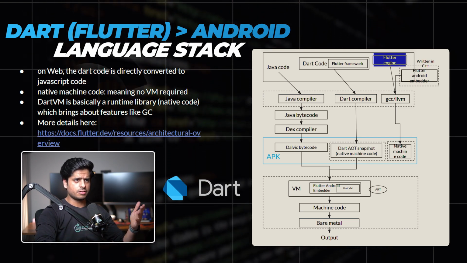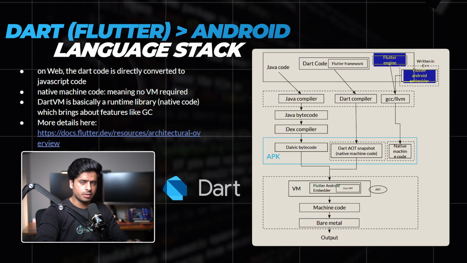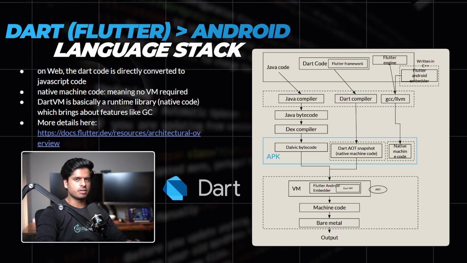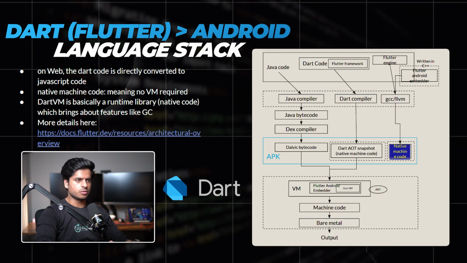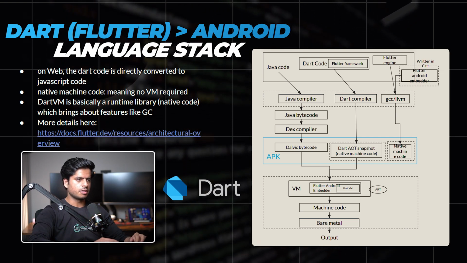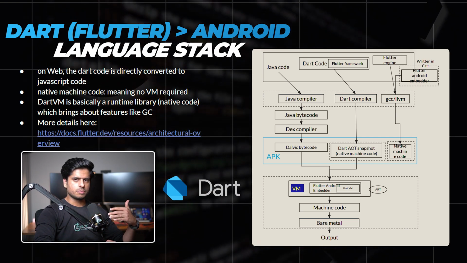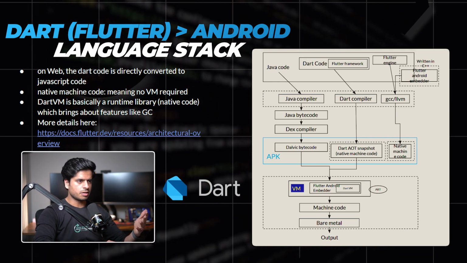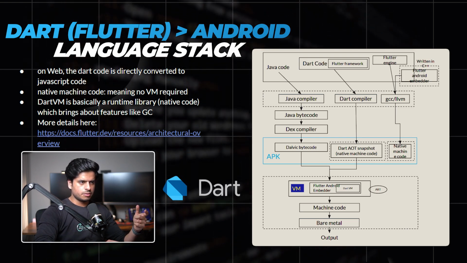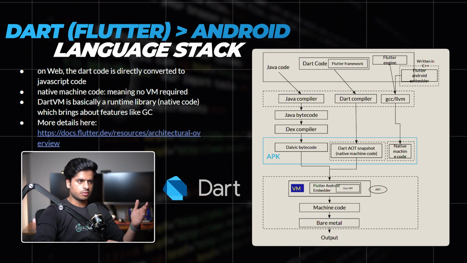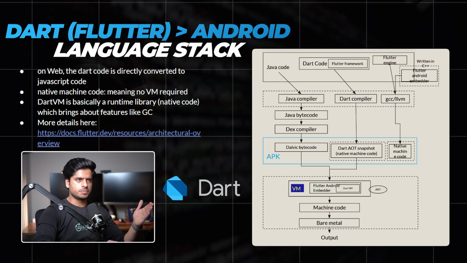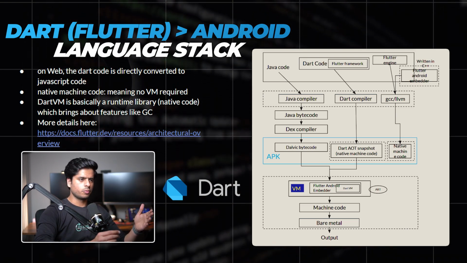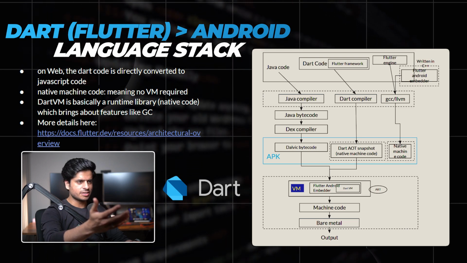And similarly, the Flutter engine and the Flutter Android Embedder go through GCC or LLVM, and it also generates the native machine code, which also becomes part of the APK. And then finally at runtime, when the ART VM is created, the Flutter Android Embedder is initialized as part of JNI, I believe, which in turn talks to the Flutter engine, which finally instantiates this thing called the Dart VM.